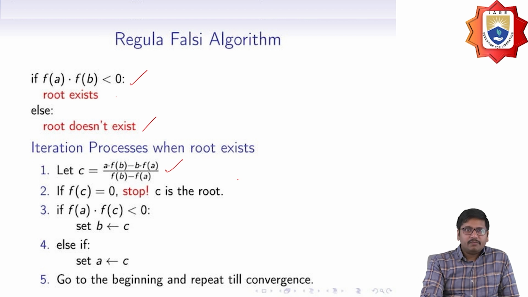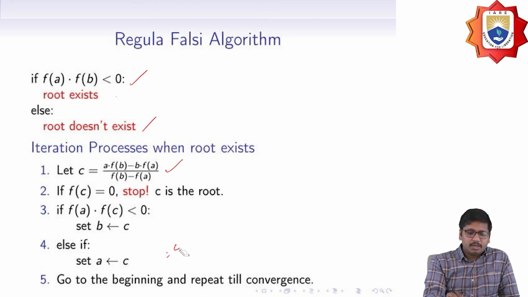If f of c is equal to 0, then automatically c is the root. And if f of a into f of c is less than 0, set b equal to c. Sorry, b equal to c. And else, set a equal to c. So this is the algorithm of the Regula Falsi method.